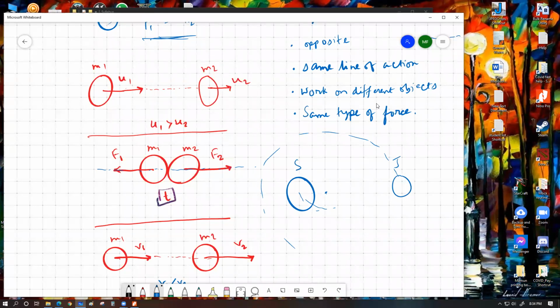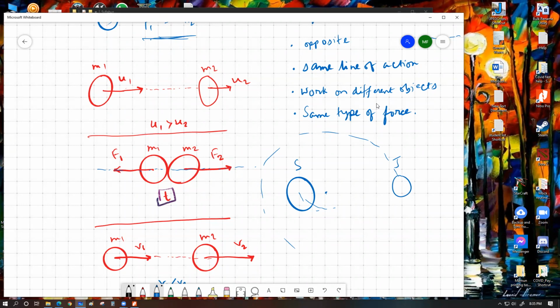If one is a strong nuclear force, which is one of the four types of natural forces available in the universe, the strong nuclear force we call it. So if one of them is a strong nuclear force, the other one should also be a strong nuclear force. So you cannot have different types of forces be Newton's third law pair. They must arise from the same single phenomenon, like gravitation or friction or attraction between opposite charges or repulsion between similar charges. They must happen from a single interaction and be of the same kind of force.